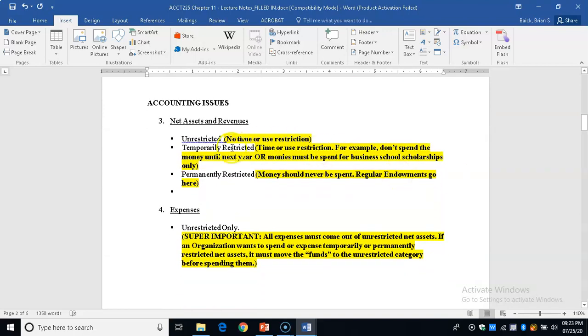Okay, so remember, unrestricted means that there is no time or use restriction. It means you can use the money for whatever you want. Whenever you have an expense, it comes out of the unrestricted category. Temporarily restricted is when you have a time or use restriction. An example of a time restriction would be, don't spend the money until next year. So you can't spend the money now, you can only spend it in the next year. That's a time restriction. Or if the money must be spent for business school scholarships, that's a use restriction.